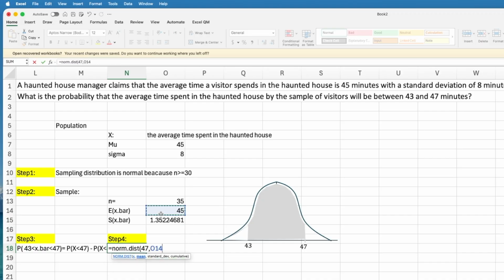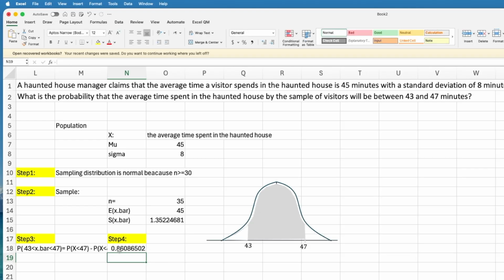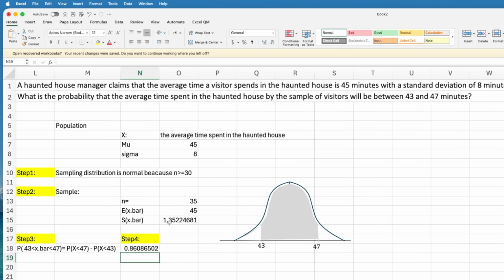47, mean is 45, standard deviation is 1.35, true because it's cumulative, minus norm.dist 43, mean of the sampling distribution, standard deviation, and true. So there is 86% chance that the average spending time in haunted house is between 43 minutes and 47 minutes.